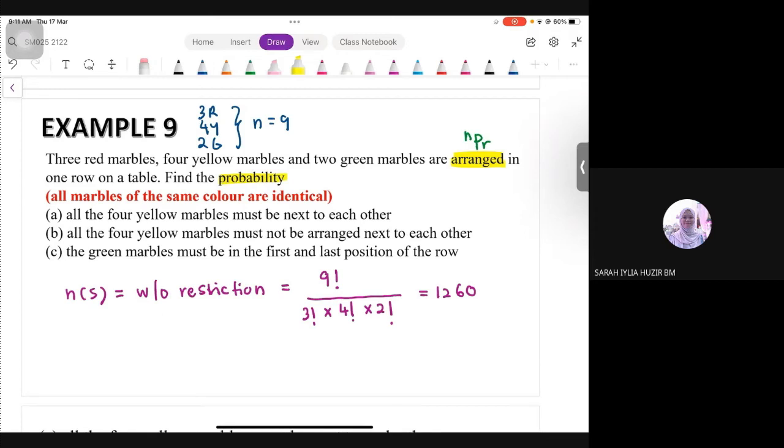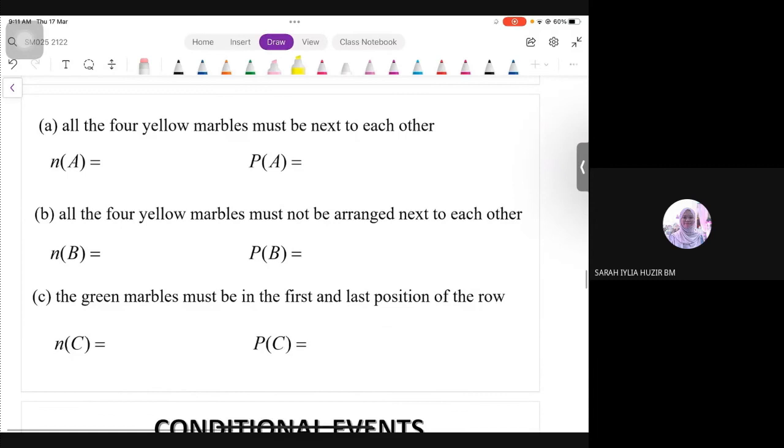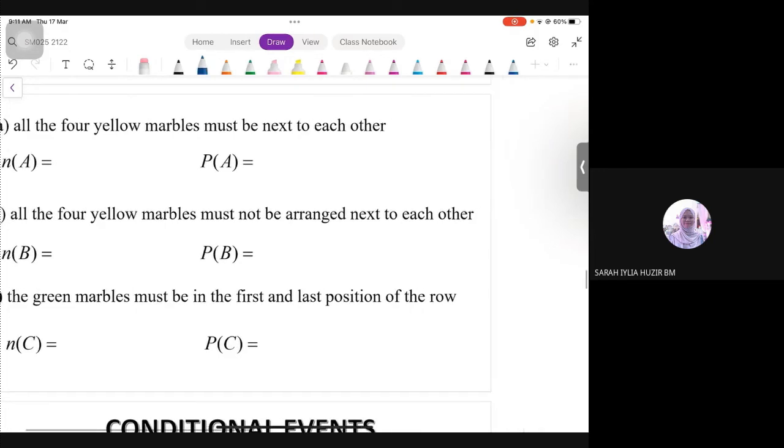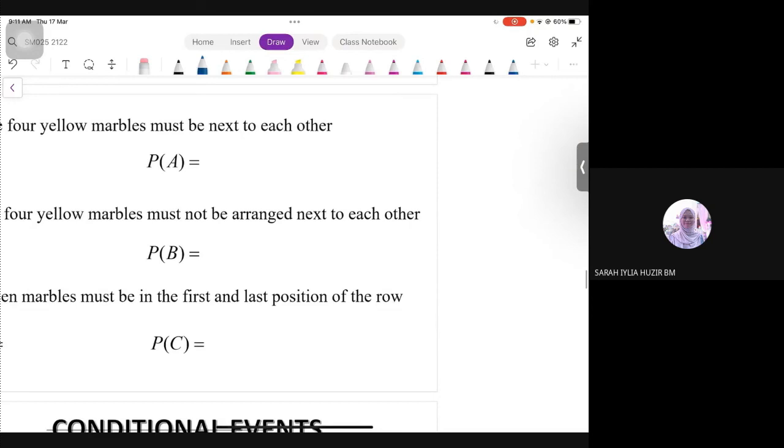Alright, kita pergi first case. So for the first case, all 4 yellow marble must be next to each other. Okay, kalau case-case arrangement next to each other ni better awak lukis lah. Nak selamat. Lukis tu tak ada markah tapi nak biar kita tak tersalah. Okay, so kita ada 9 marble, saya buat 9 empty space.